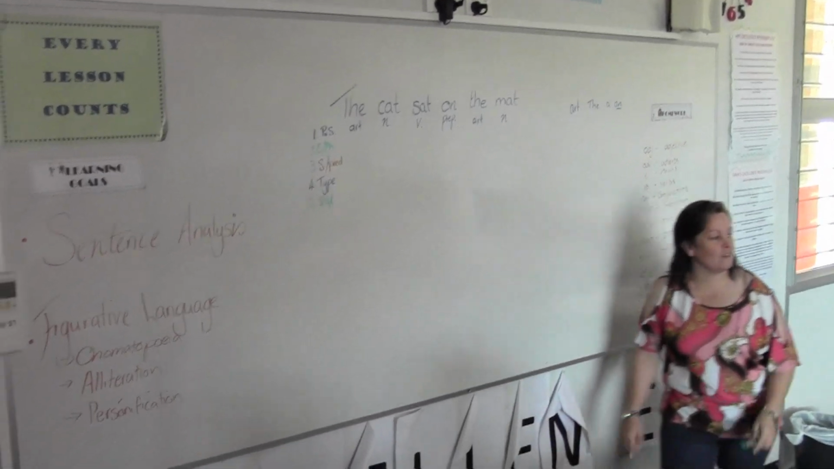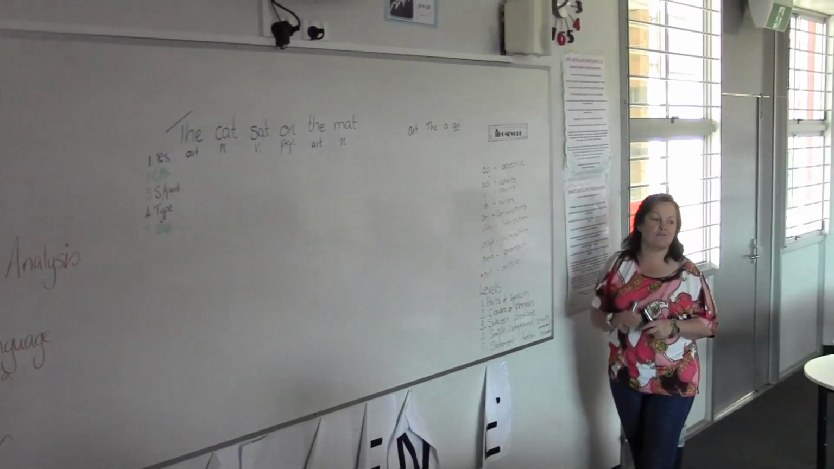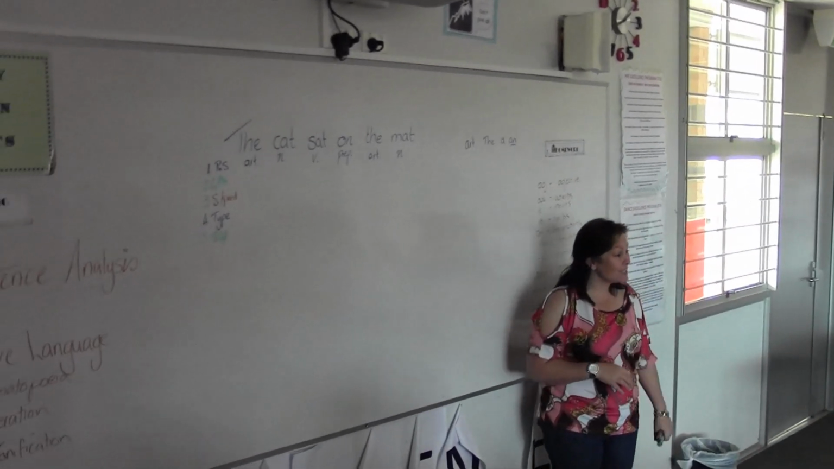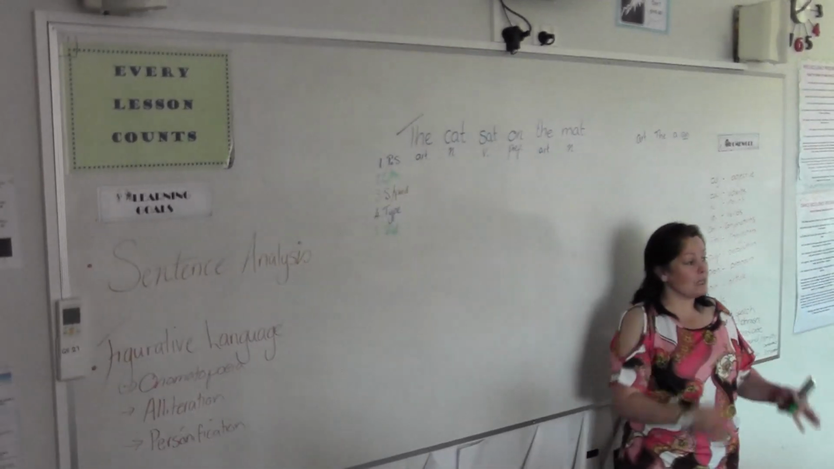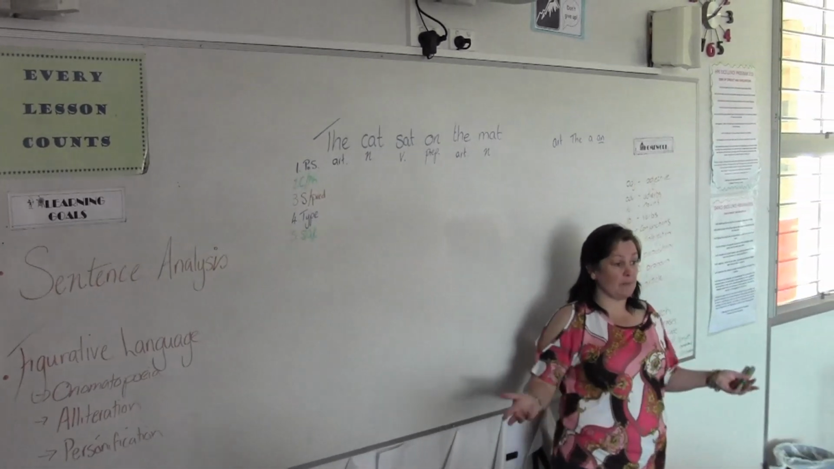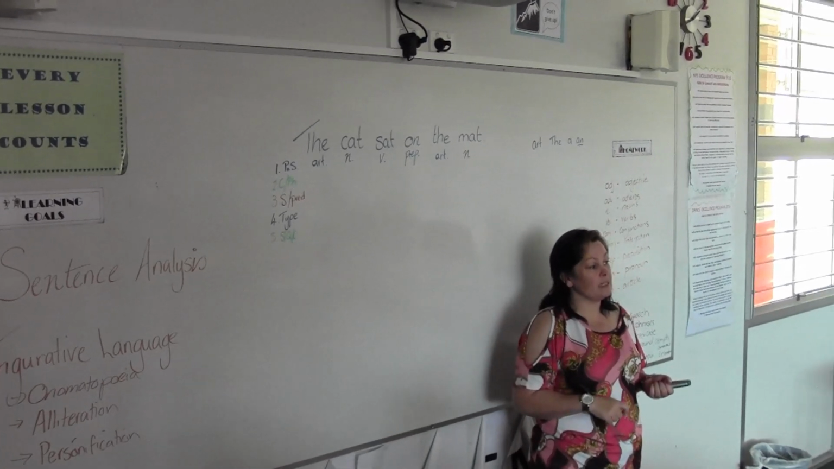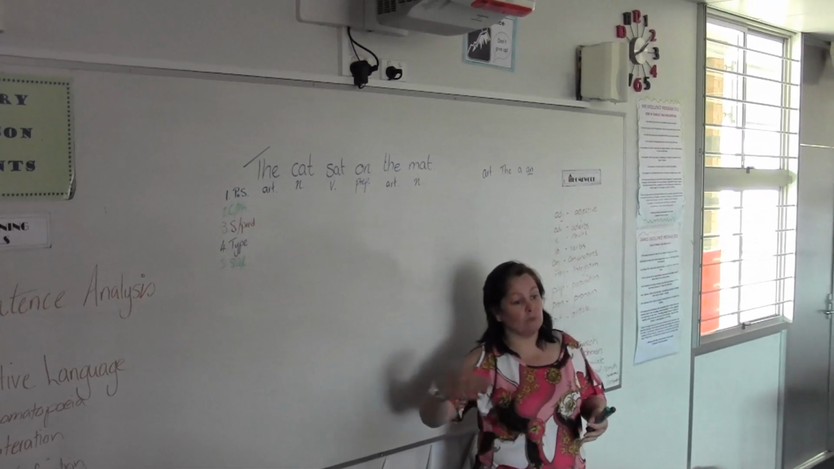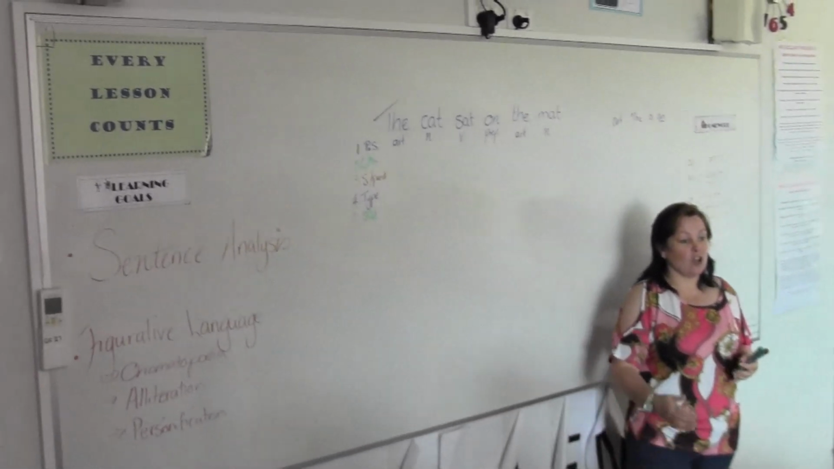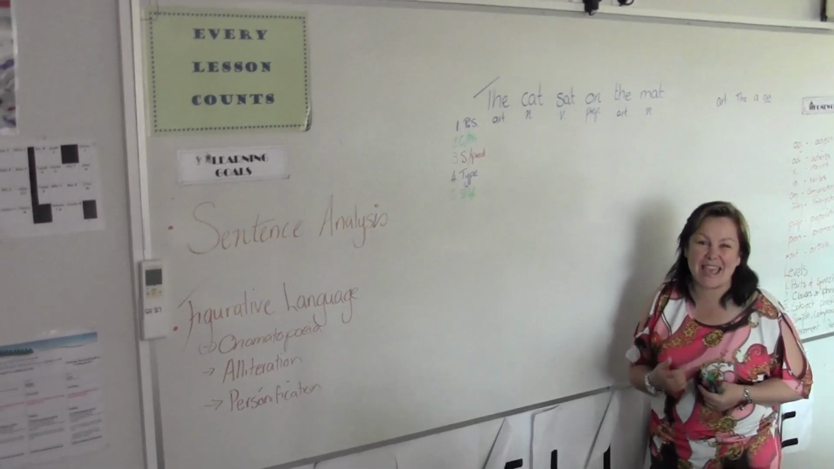The next part of our sentence analysis is the second step, which is clauses and phrases. Now the reason we do clauses and phrases is because a simple sentence is one independent clause. Phrases can be added on to a simple sentence to extend those sentences. When we get to compound and complex sentences, a complex sentence has an independent and a dependent clause.